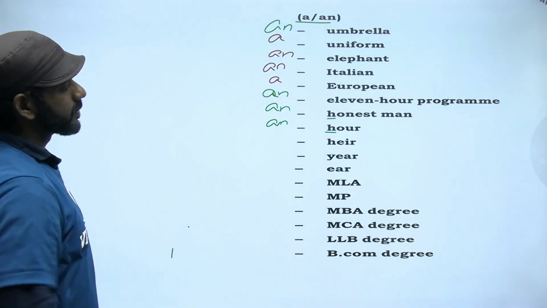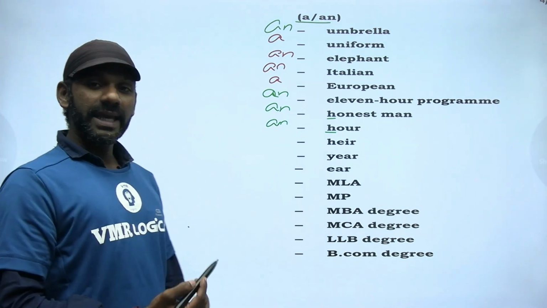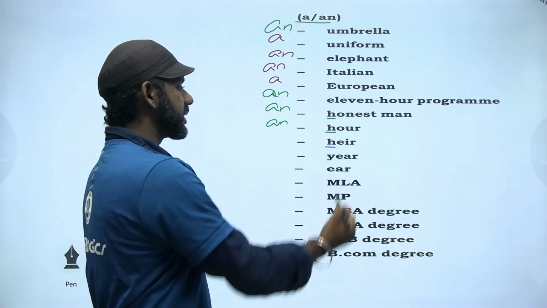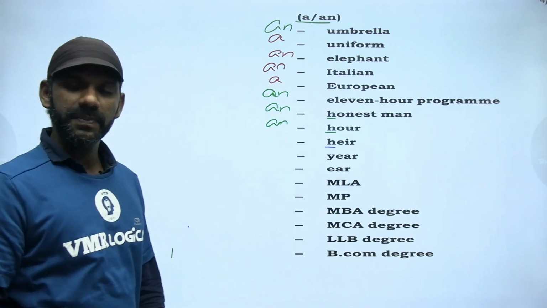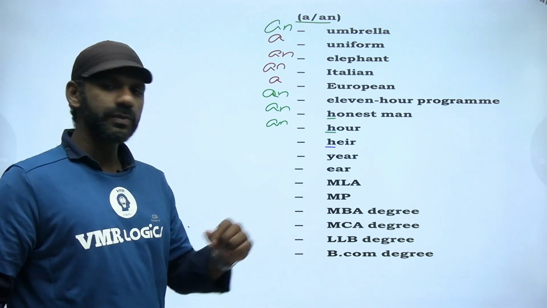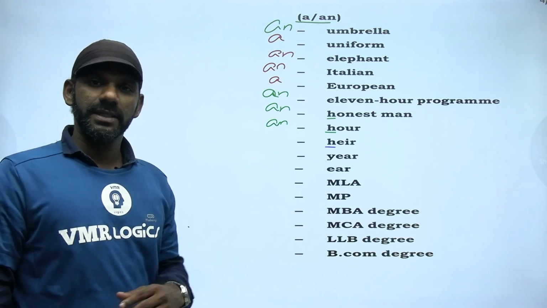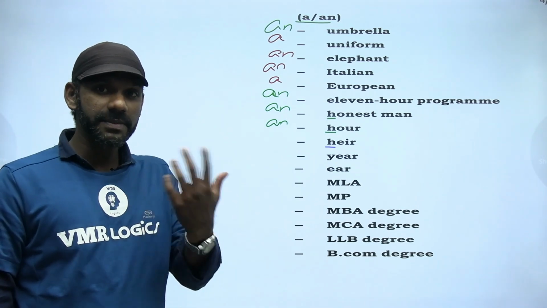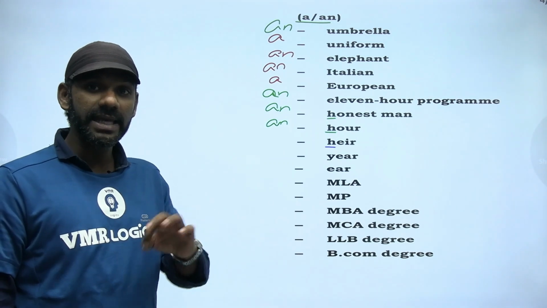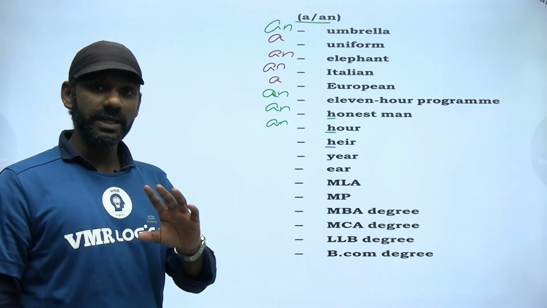H-E-I-R, how do you pronounce this word? It is not hair. H is silent here. It is just pronounced as air. Do you know the meaning of this word? The successor. Once a king dies, his son becomes a king. The successor is called heir. H is silent. It is not hair. It is just air.